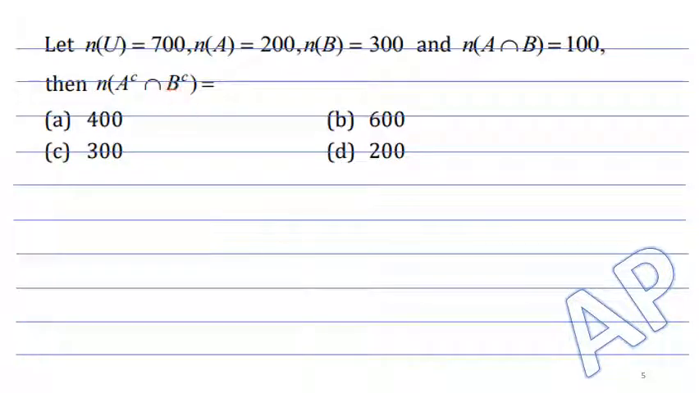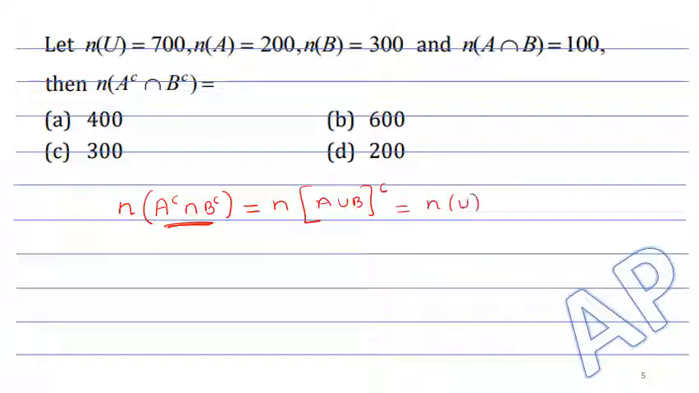Now let us use the formula which we know, that is De Morgan's law. First apply it. A complement intersection B complement, to find the number of elements in this, by De Morgan's law, is nothing but A union B whole complement. So A union B whole complement is nothing but n of U minus n of A union B.